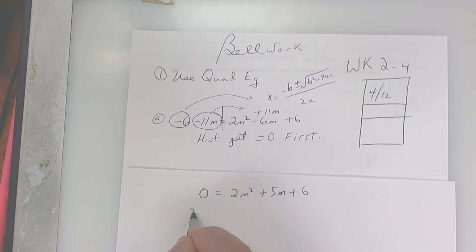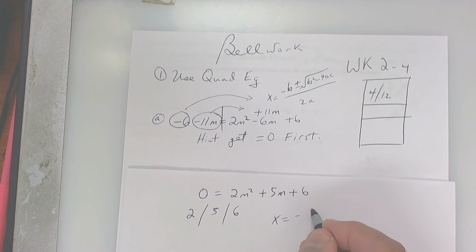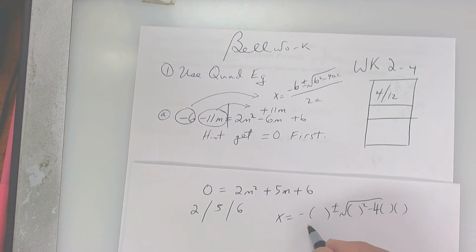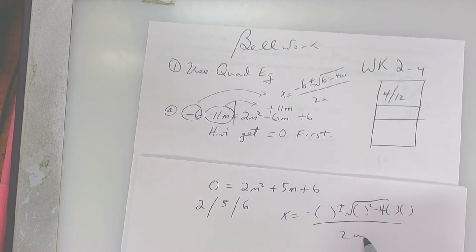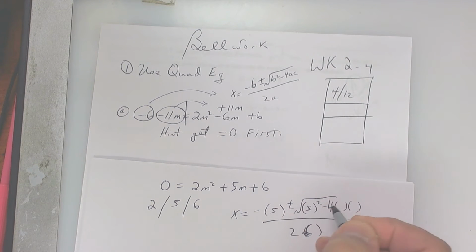And so now I have my a, my b, and my c. So now I can say x equals negative b plus or minus the square root of b squared minus 4ac, all divided by 2a. And now I'm going to put my numbers in there. So I'm going to say negative b plus or minus the square root of b squared minus 4 times a times c, all divided by 2 times a.